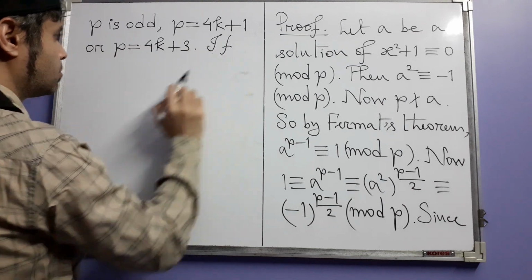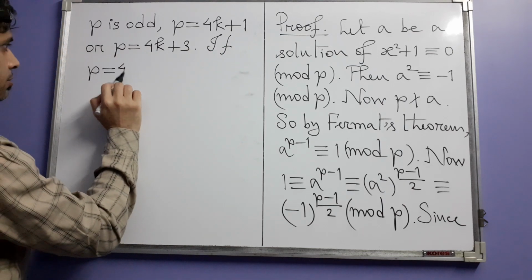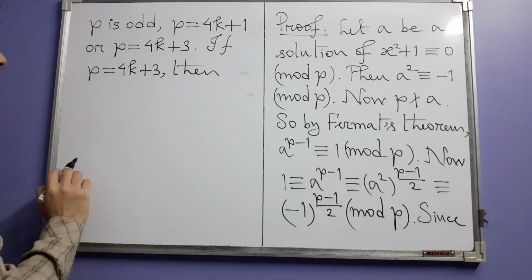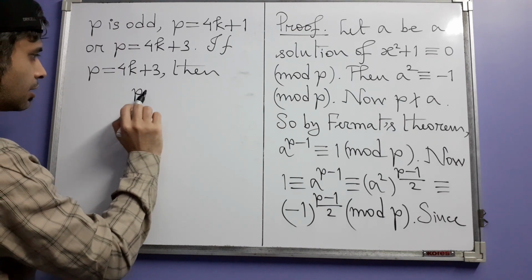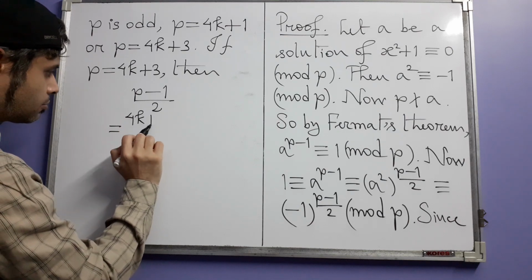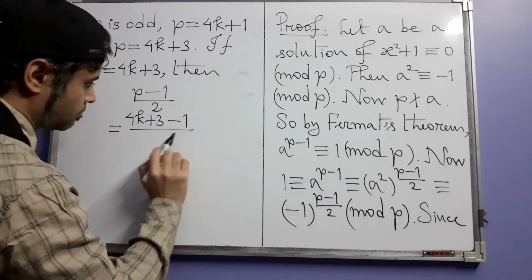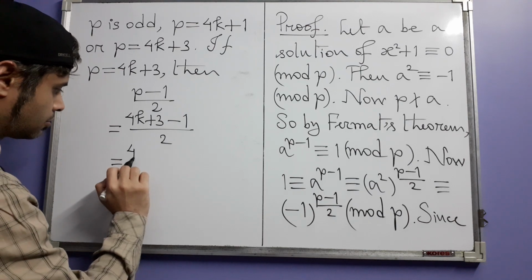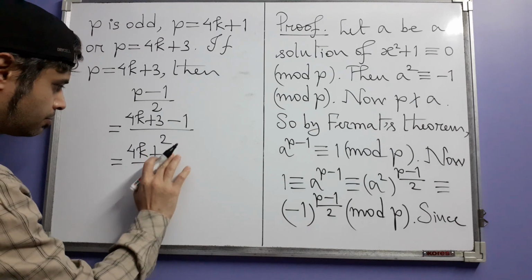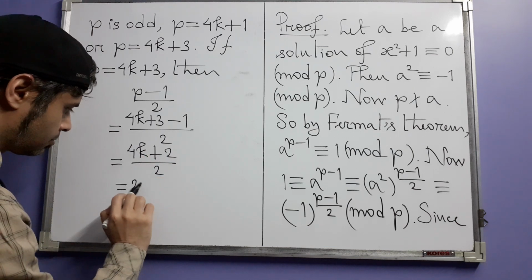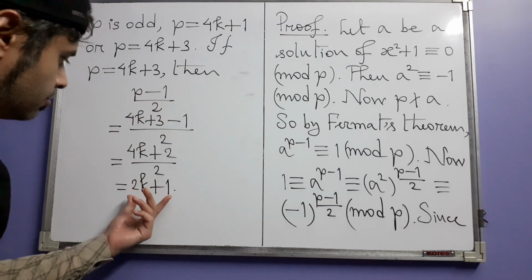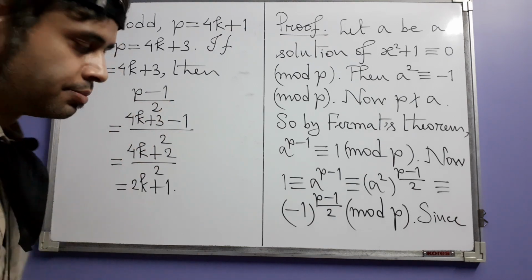If p is 4k plus 3, then what will happen to p minus 1 divided by 2? That is 4k plus 2 divided by 2, or 2k plus 1. So that means p minus 1 over 2 is 2k plus 1, and so it's odd.